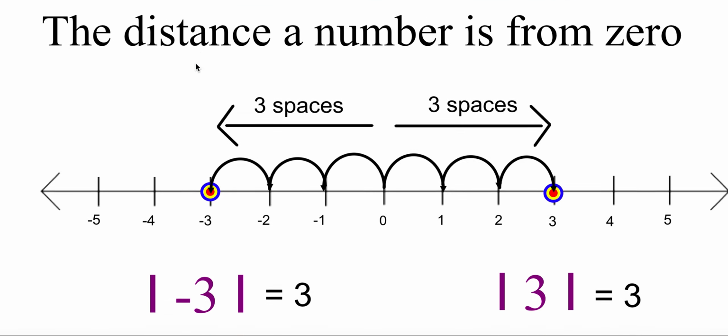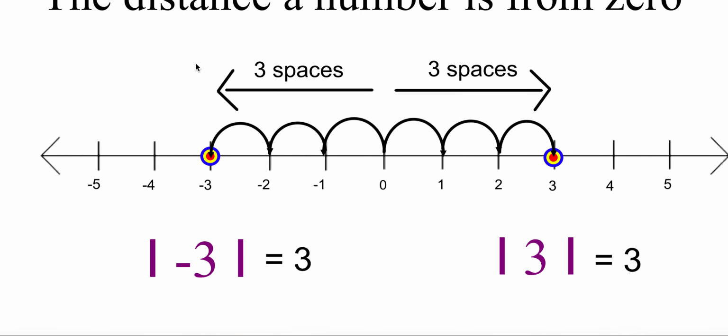So we're talking about the absolute values, and this is the way we write the absolute value. The absolute value of negative 3 is equal to 3, and the absolute value of positive 3 is equal to 3 because they represent the distance, both distances.